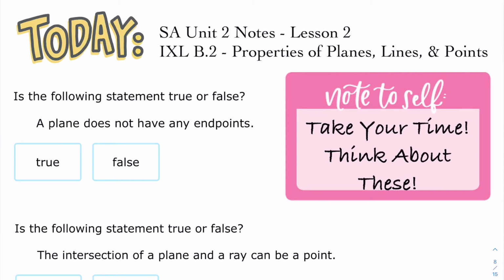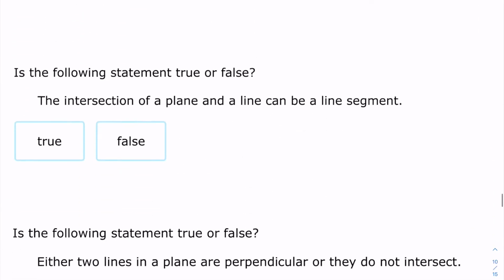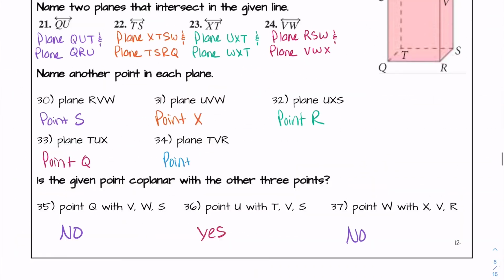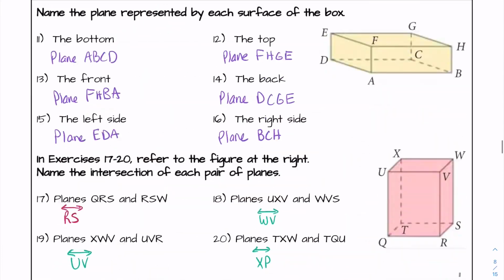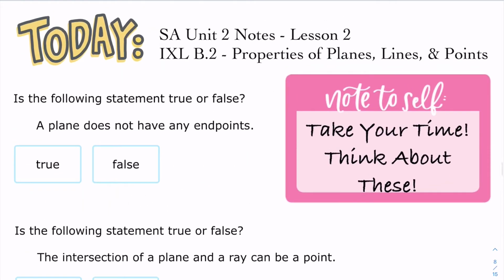In this lesson, we are going to focus on IXL B2, which is properties of planes, lines, and points. Pretty much all of these are true and false, so we're going to take our lesson that we did the other day on point, line, and plane and try to see how it applies, and be able to answer these questions.